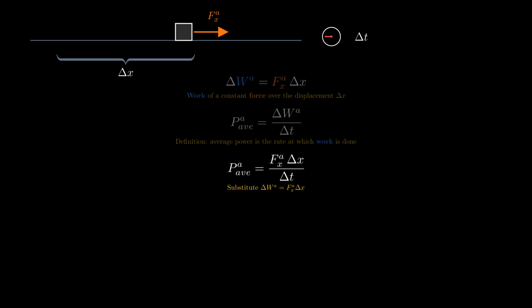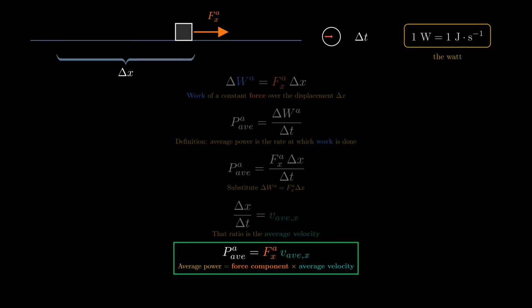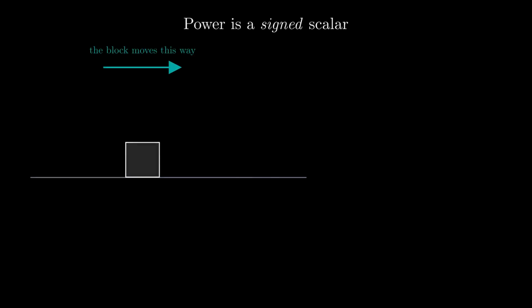Substitute the work and the ratio becomes F_x times delta x over delta t. But delta x over delta t is just the average velocity. So average power equals the force component along the motion times the average velocity. Power is measured in watts. 1 watt is 1 joule per second. Power is a scalar, and it carries the sign of the work.